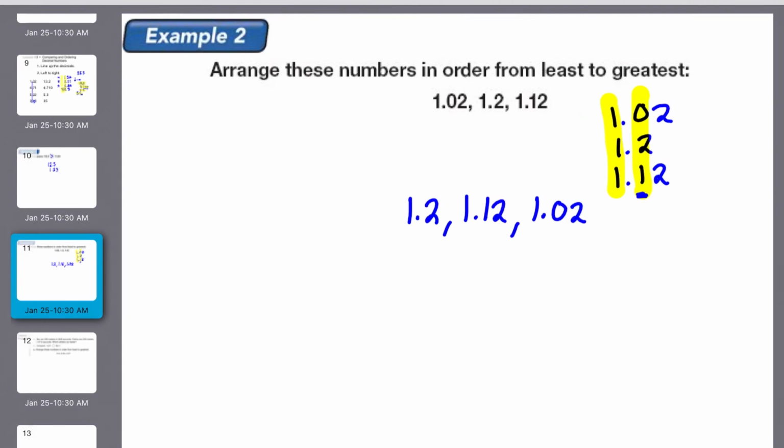Oh, I did it from greatest to least. It said least to greatest, so you just switch that around. Least would be 1.02, then it'd be 1.12, and the greatest would be 1.2.